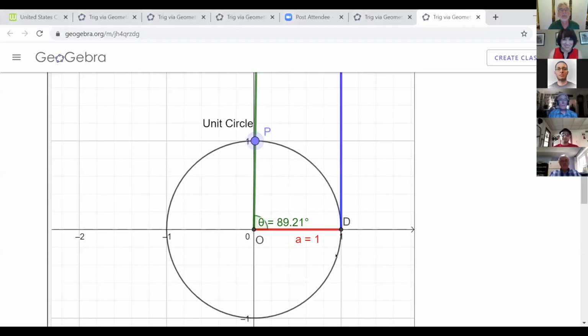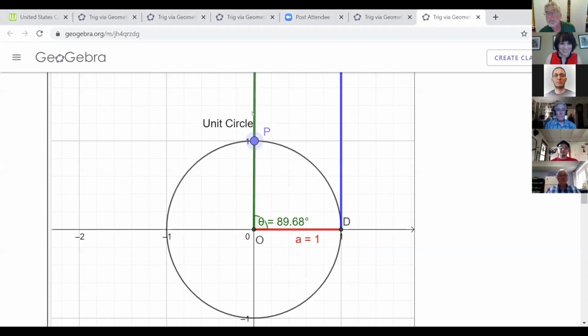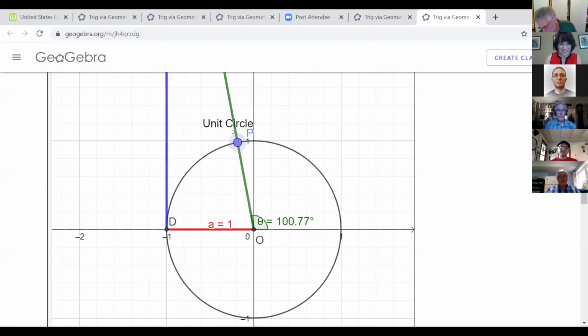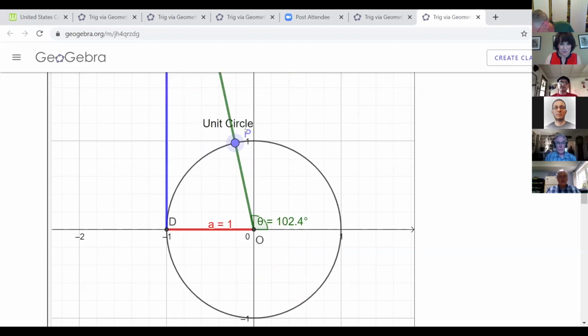Sir. You can't really see where it goes. I had it before where it disappeared. There it is. Why is it disappearing at 90 degrees?